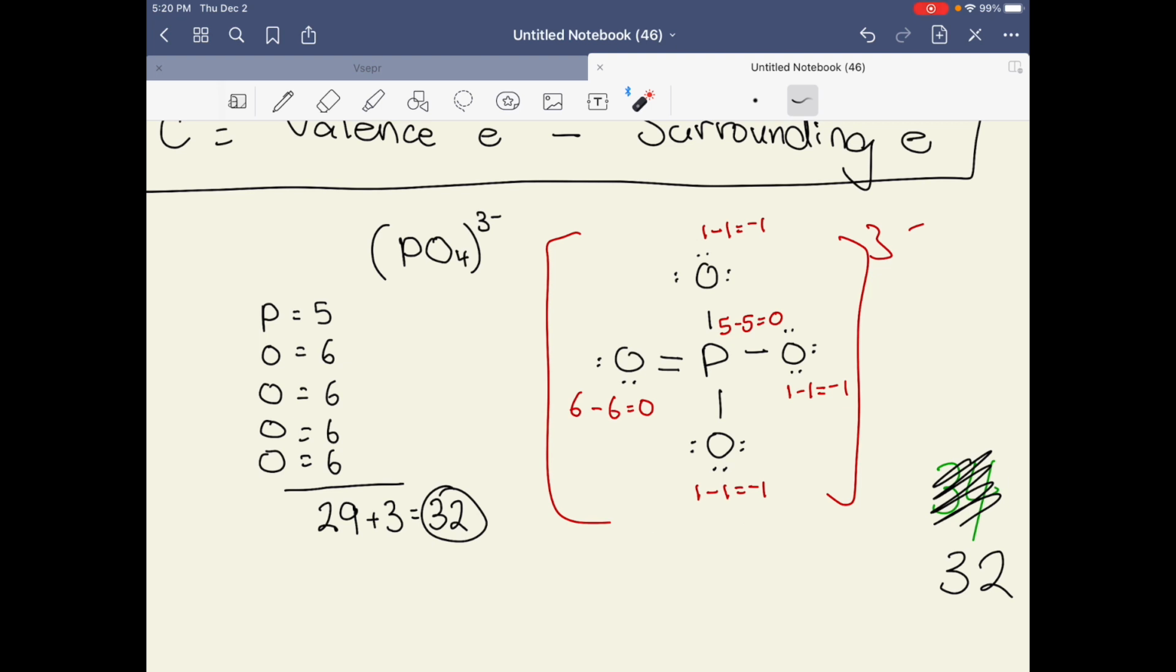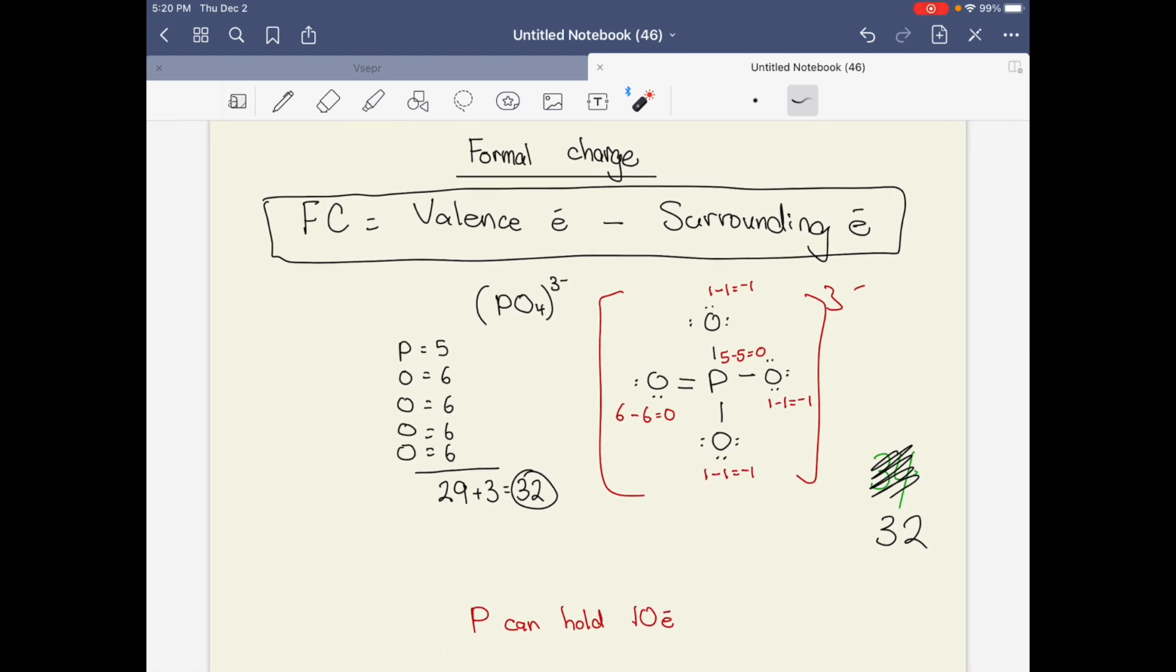Now, phosphorus is not the only one with this special case. Sulfur has a special case, boron has a special case, beryllium has a special case, bromine has a special case, and we're going to look at that. We're going to look at sulfate and bromine, just to make you a little bit more familiar with this.